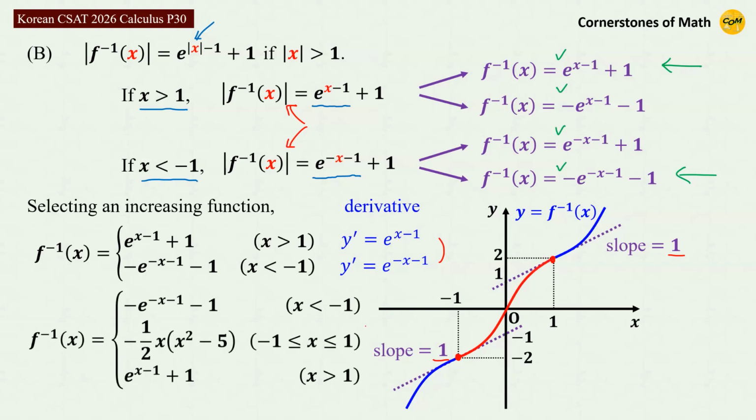If we combine this with the previously obtained result for the middle section, which was -1/2 times x squared minus 5, we obtain this complete expression and complete graph for the inverse of f of x. We have already found out that in the middle section, the slope of the graph also approaches 1 when x approaches the boundary points x equals ±1. Therefore, we can say that our inverse function is differentiable everywhere. That is, no abrupt change of the slope.